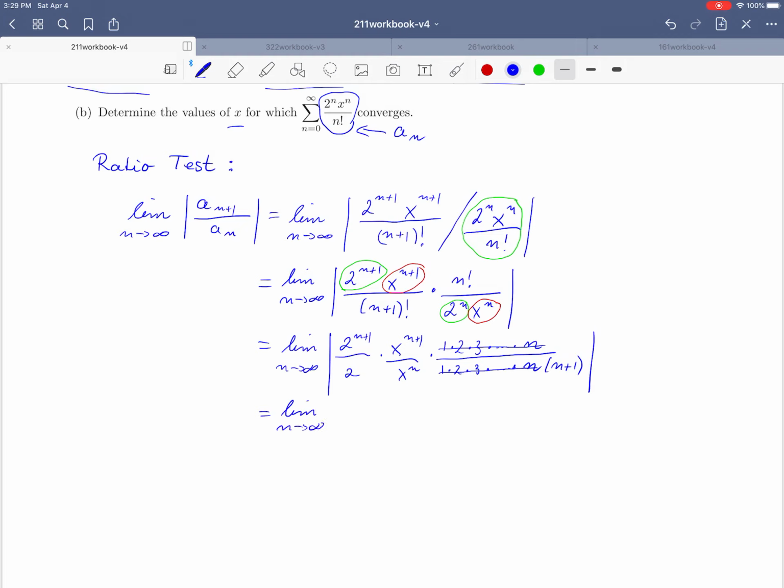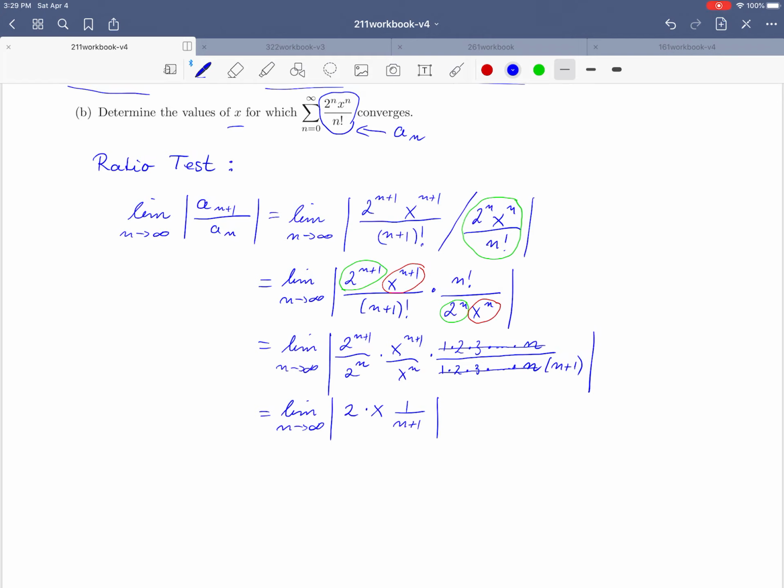And in the other terms, what do we have? We have 2 to the n plus 1 over 2 to the n. Oh, I forgot to write that down. I just fixed that. We have 2 to the n in the denominator. So we have one more 2 in the numerator than we have in the denominator. That simplifies simply as 2. And the same thing happens with the x to the n plus 1 over x to the n. That simplifies as x. And then we have 1 over n plus 1 left from the n factorial over n plus 1 factorial.